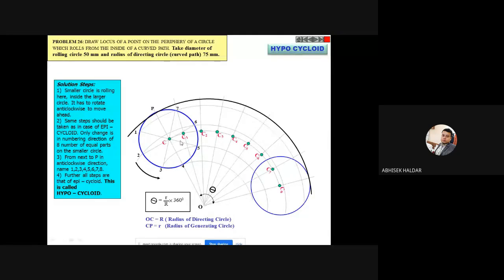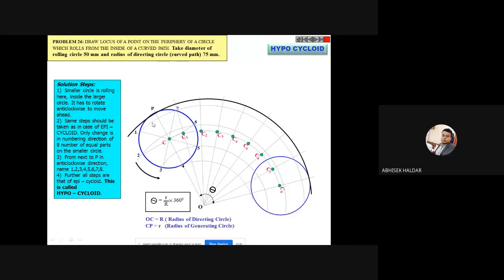And the last step is also the same. That means I have to take my compass, I have to take this CP length, that is nothing but the radius of the rolling circle, and I will first place it at C1. Which line should I cut?